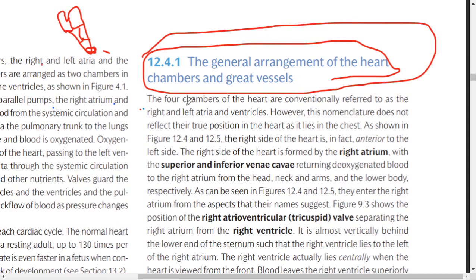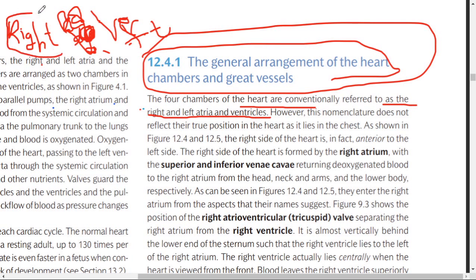The four chambers of the heart are conventionally referred to as the right and left atria and ventricles. This is the right atrium, this is the right ventricle, this is the left atrium, and this is, of course, the left ventricle. It's very counterintuitive because this is supposed to be the left, but of course it is all according to the patient, not according to the dentist.